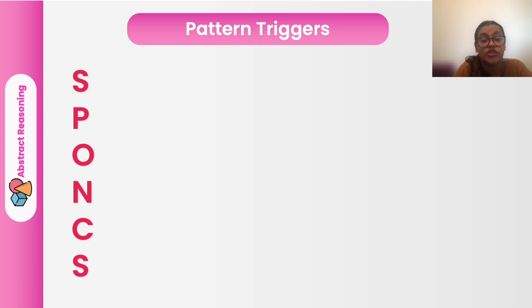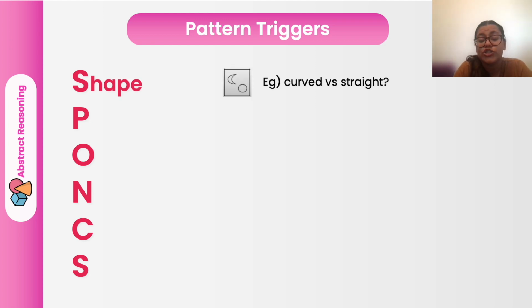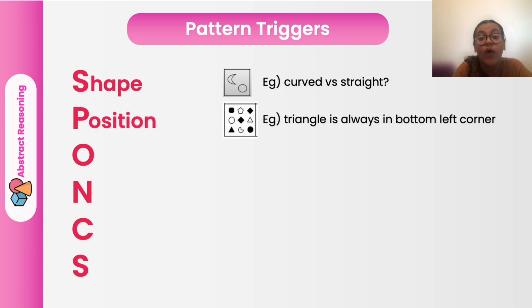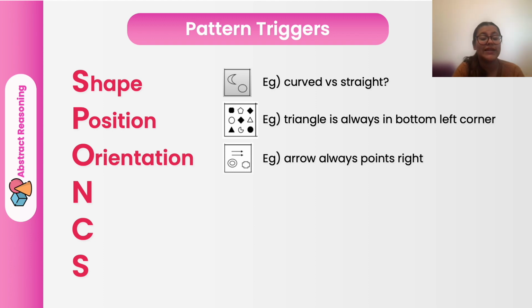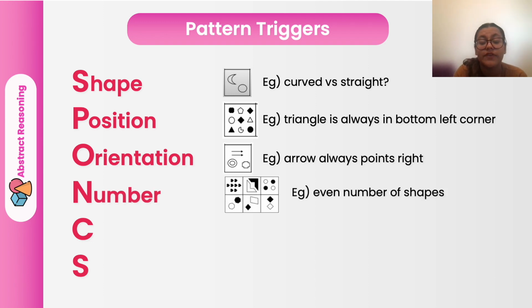First off, it's shape. So is the shape curved or straight, for example? Second, we have position. Where is the shape? So for example, in this box, the triangle is always in the bottom left corner. O stands for orientation, so which side does an arrow point to, for example, what side does the triangle point to, etc. N stands for number, so an even or odd number of shapes, or even literally there are 3 triangles in every single box in set A, for example.